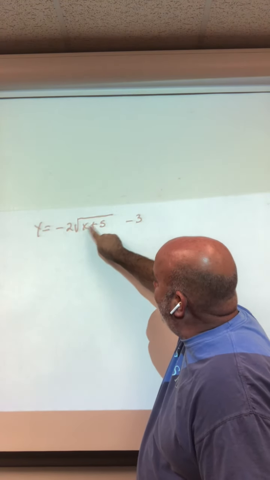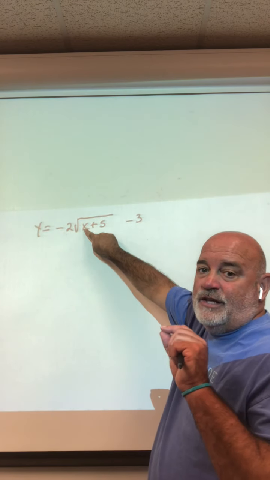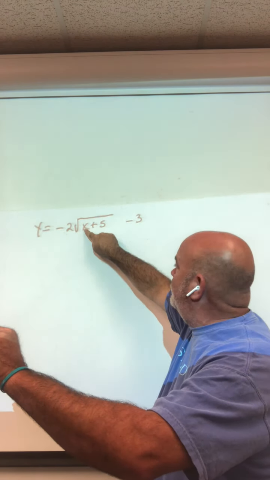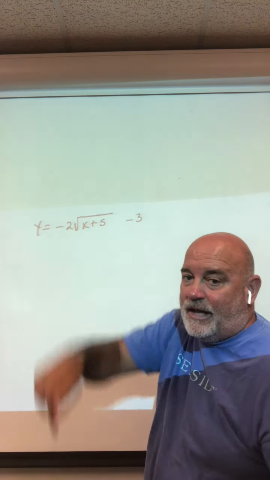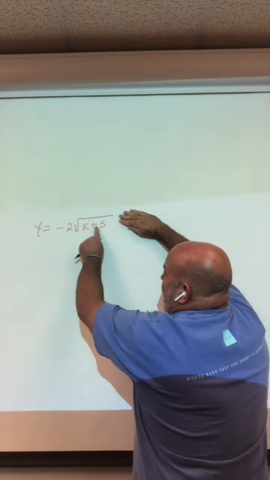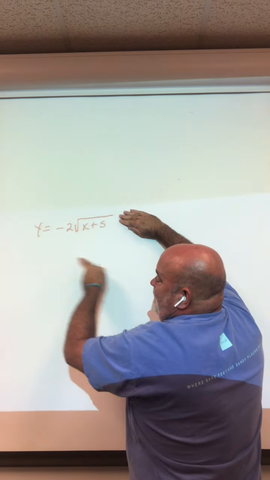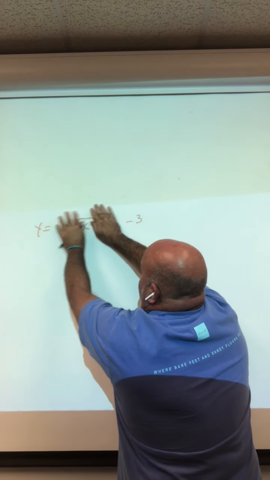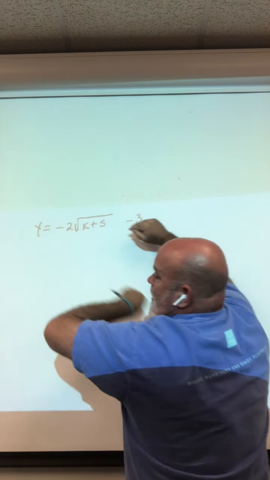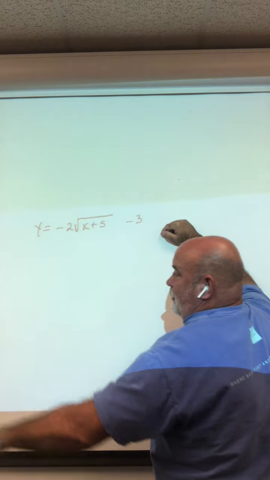What is this plus 5 in here with that x going to do? It's going to move it 5 to the left. What's the minus 3 going to do? It's going to move it 3 down. So this, 5 to the opposite of it, it's going to be 5 to the left, and that's going to move all of the y values down 3. So to the left 5 and down 3.